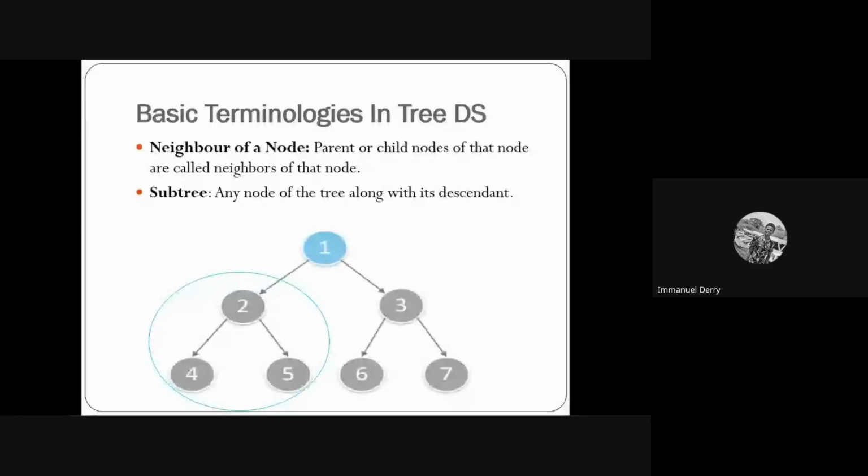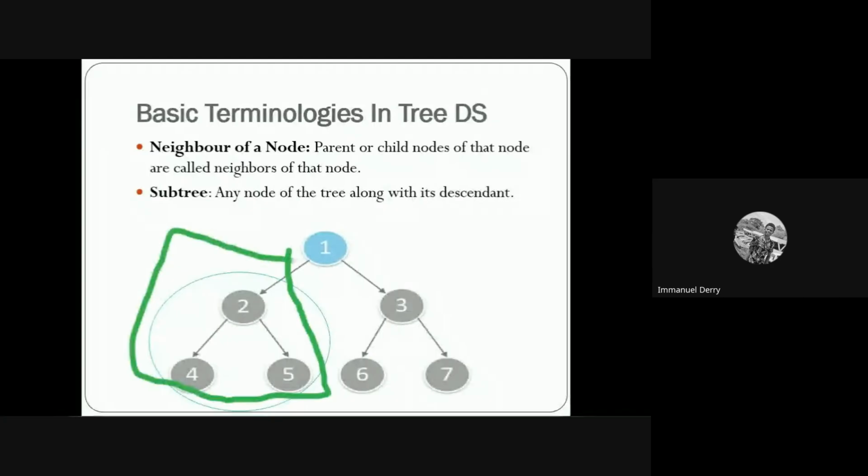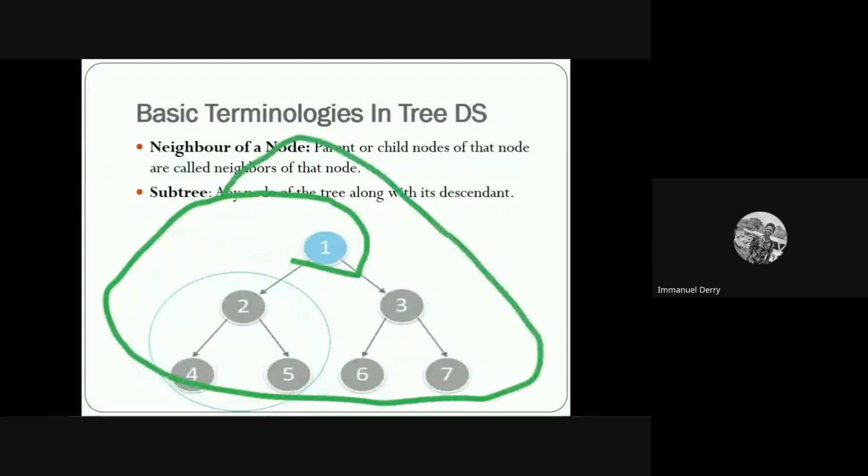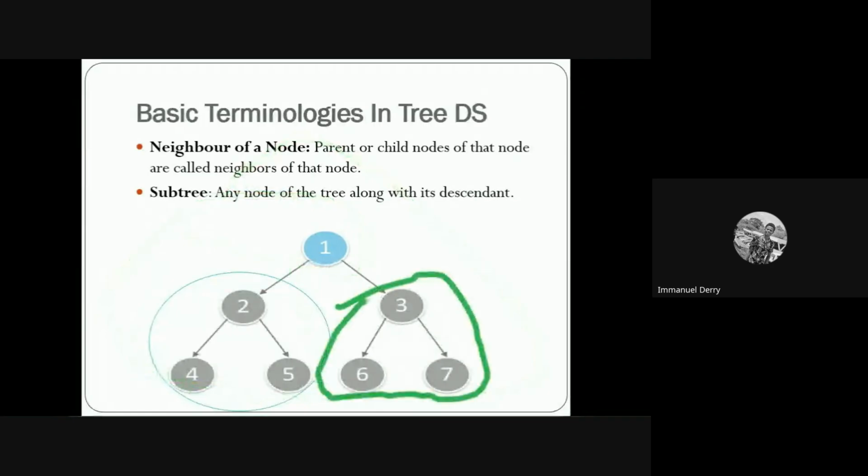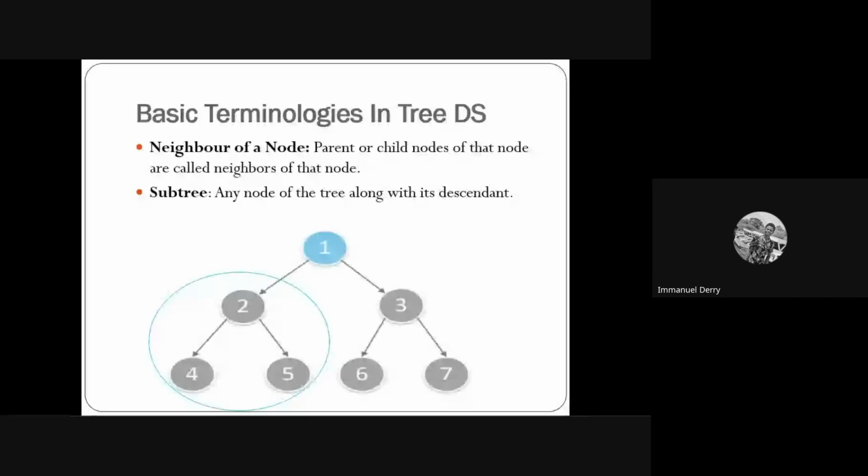And then if you talk about a subtree, any part of the tree along with its descendants, we call it the subtree. So we can take out this one over here and talk about the fact that this is a subtree of this whole tree that we have. Similarly, we can take this one and talk about it as a subtree of the whole of this tree. So that is a subtree.